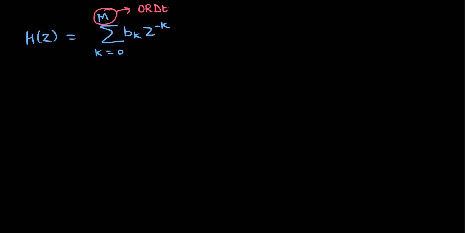So we have seen that any FIR filter can be represented using its standard form as summation k running from 0 to m bk into z to the power minus k, and this m is known as the order. This m is the order of the filter. Now let us analyze the properties for the FIR filter. So the first one which we are going to see is causality.